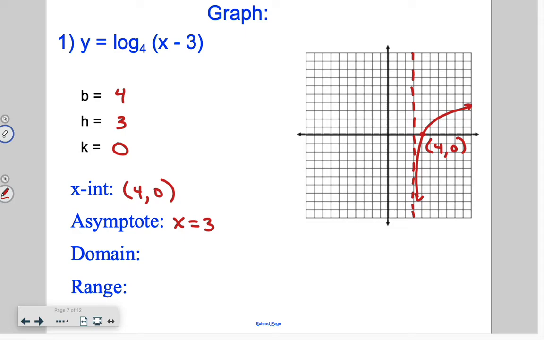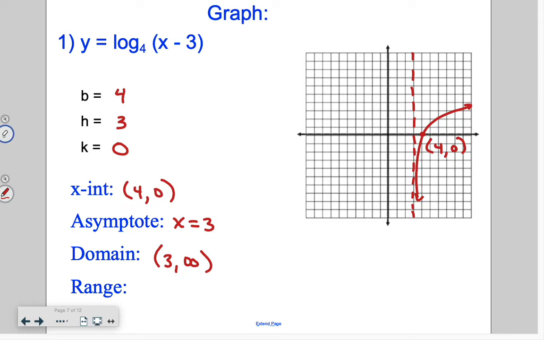What's the domain of this graph? From what to what? Including 3 or not including 3? Not including 3. It's got to be bigger than 3. X has to be greater than 3. It's got to be to the right of that. So in this case, from 3 to infinity. What's the range?